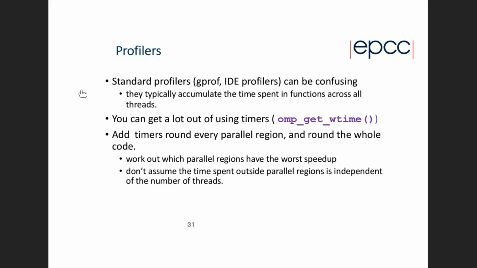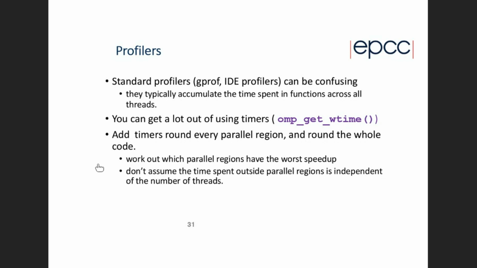Sometimes you will see some of the runtime library functions coming up in your profile, and that can be helpful as long as you can decode the names, because those are compiler internal functions. You can sometimes see barriers or critical sections turning up in your profile, which is a clue. You can get a lot out of using timers. The one strategy that I tend to advocate is to add timers around every parallel region, as well as around the whole code, or at least the whole piece of code that you're interested in speeding up.